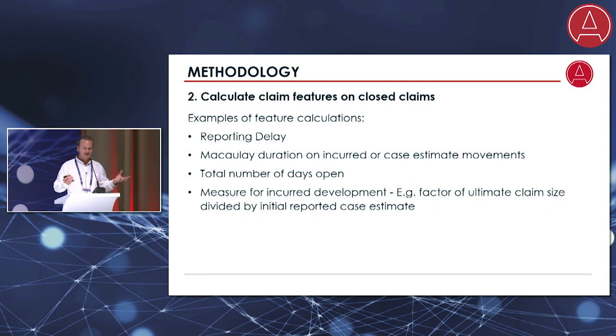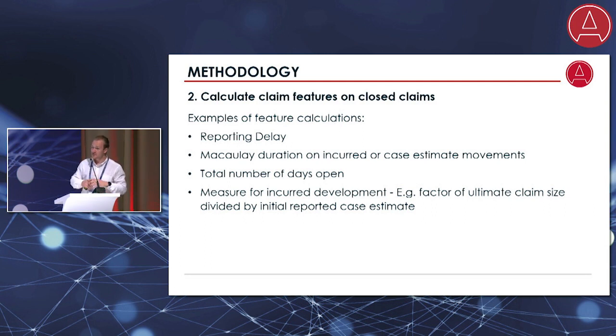So the paper suggests potentially using features like reporting delay, so just the number of days since it was reported, or origin since report, that might be by underwriting basis or by loss date. You can also calculate Macaulay duration on your actual movements, so incurred or case estimate movements. That'll give you a nice estimate of whether your claim has development towards the tail, or whether it is weighted towards the start.